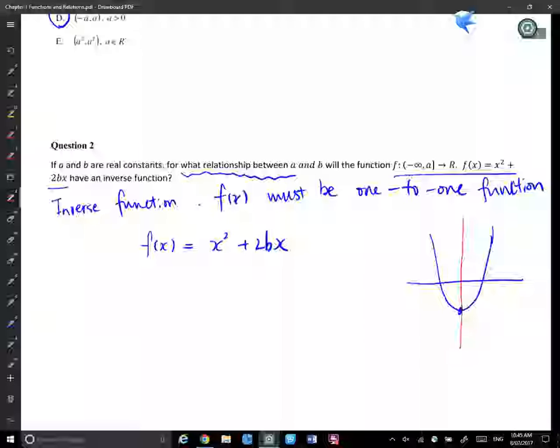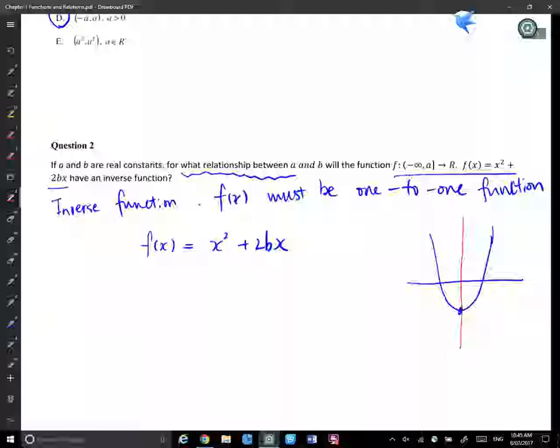So I either start from the left-hand side and stop before the turning point, or I can start at or after the turning point to infinity. I can start from negative infinity until the turning point, or I can start from the turning point until infinity. Those are the two parts which can give me a one-to-one function. I cannot have a domain which includes the turning point in the middle. If I go beyond the turning point, that will be a many-to-one function.